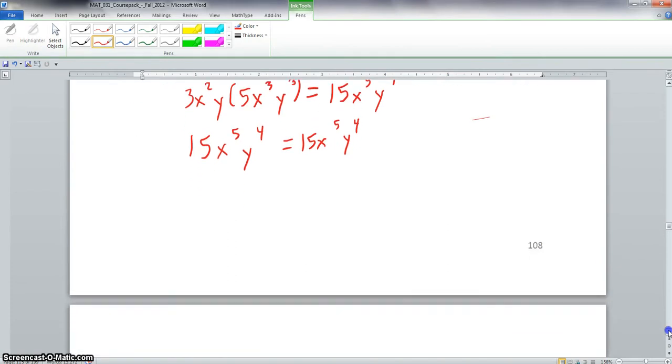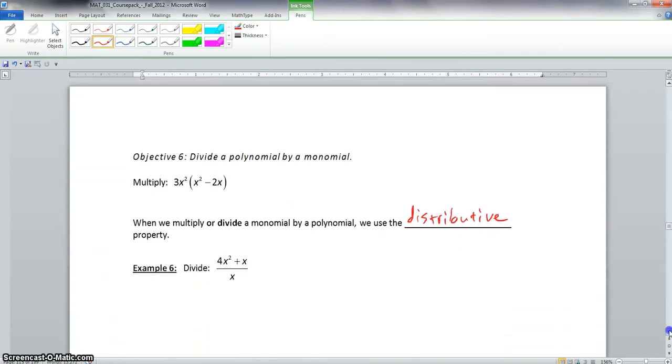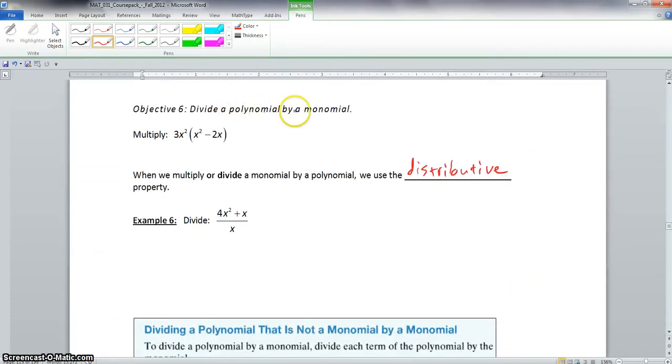So now we scroll down here to objective 6. It says divide a polynomial by a monomial. First, we're going to multiply here. 3x squared times x squared will give us 3x to the 4th. And 3x squared times minus 2x will give us minus 6x to the 3rd power. It says when we multiply or divide a monomial by a polynomial, we use the distributive property, which we just did. We distributed this 3x squared over both of these terms.